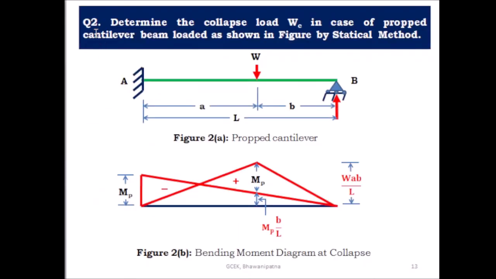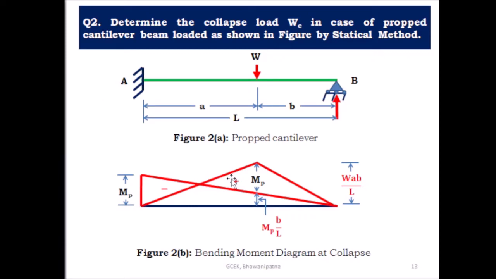Then coming to the second problem: determine the collapse load WC in case of a propped cantilever beam loaded as shown in the figure by the statical method. This is the propped cantilever beam, support A is fixed and support B is simply supported, and there is a concentrated load W at a distance small b from support B and small a from the fixed end A, and the length of the propped cantilever is L.